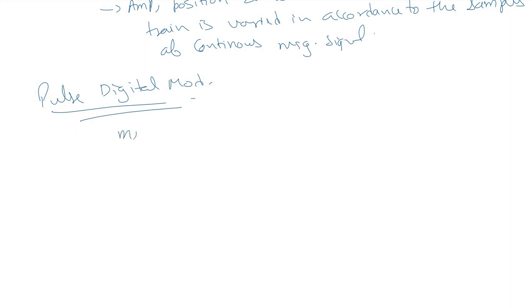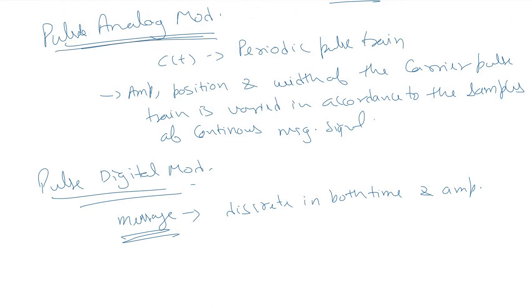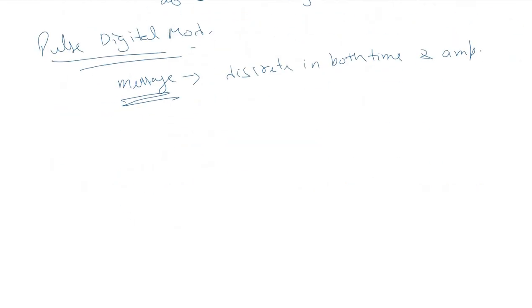So the message signal is discrete in both time and amplitude. That means the message signal is not a continuous message signal, which was the case in pulse analog modulation, right? And the carrier signal is the same, that is a periodic pulse train.